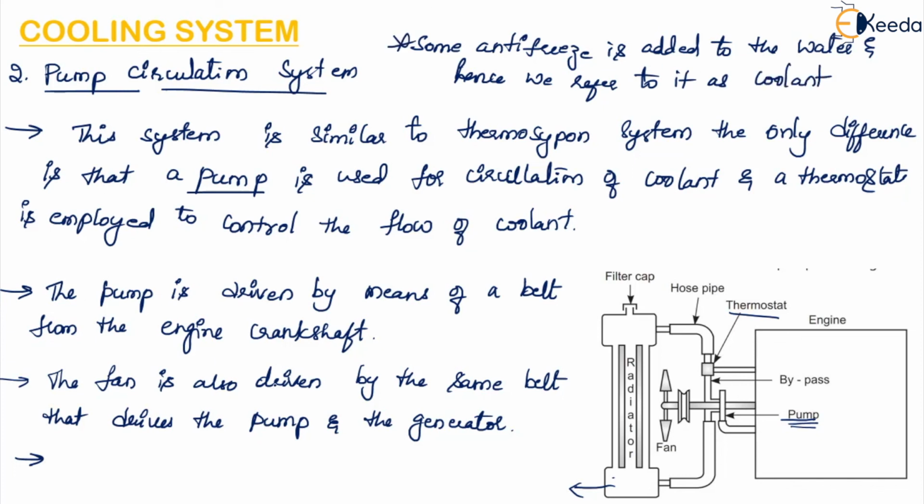Okay, so this is all about the water cooling system. I hope you have understood what a water cooling system is, the types of water cooling system, what the thermosyphon water cooling system is, its advantages and disadvantages, and how the thermosyphon cooling system was modified into the pump circulation system to remove its disadvantages. The second type of system is the pump circulation system, which is a modification of the thermosyphon system.